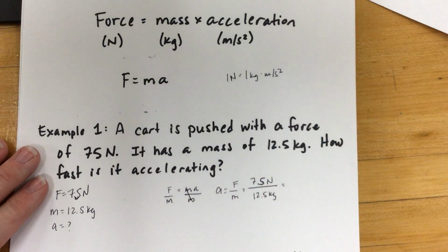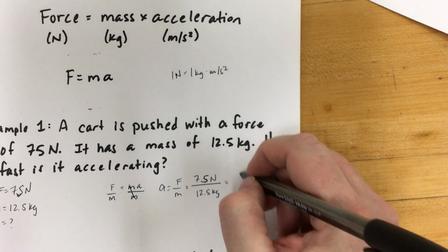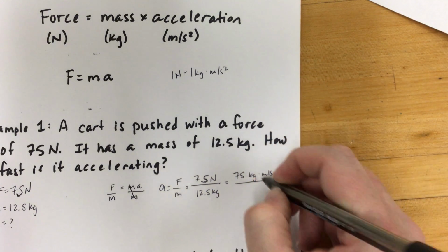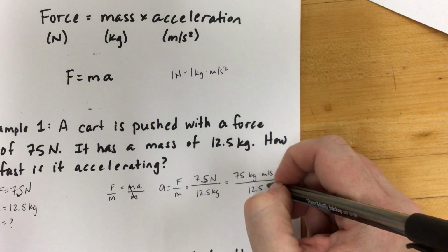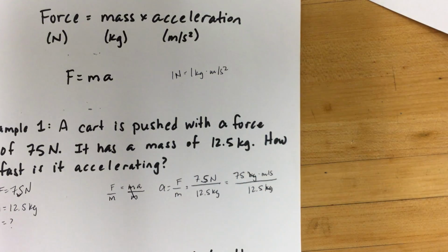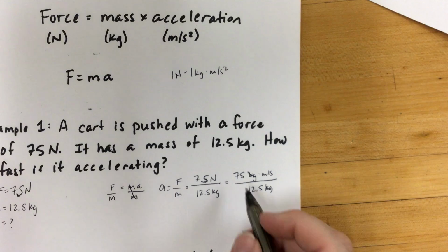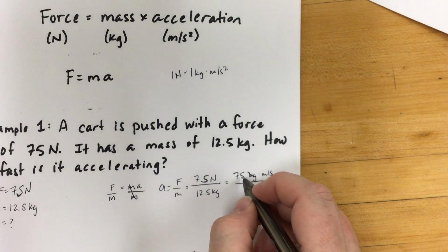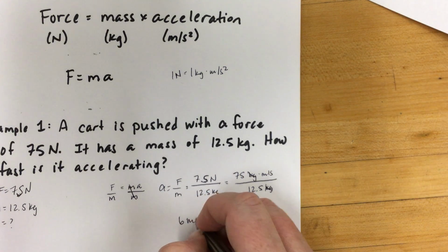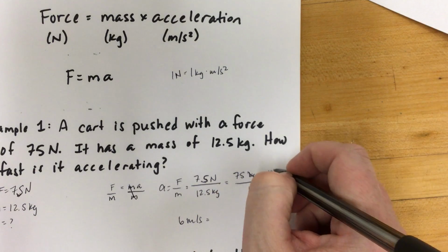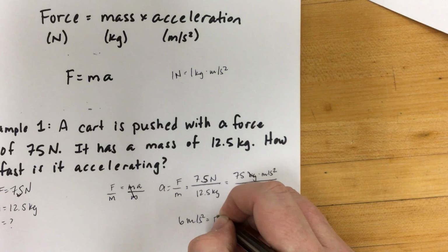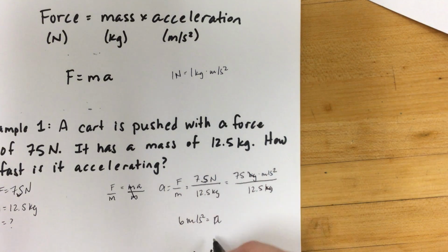And I know that newtons break up into kilograms times meters per second squared. So I have 75 kilograms times meters per second squared divided by 12.5 kilograms. So the kilogram unit cancels out. And 75 divided by 12.5 gives me 6, and I'm left with meters per second squared, which is what my acceleration is going to be equal to here.